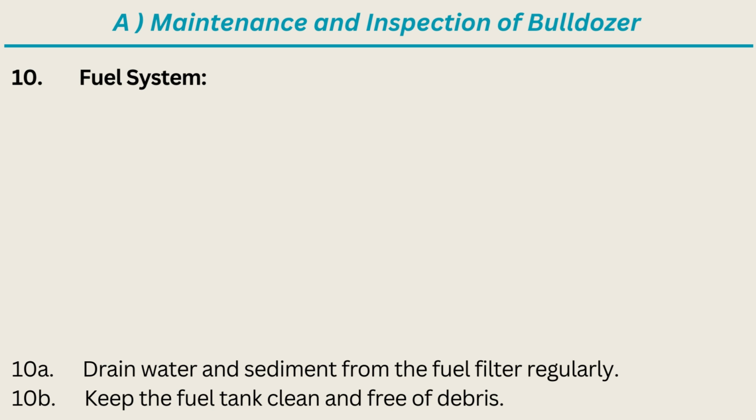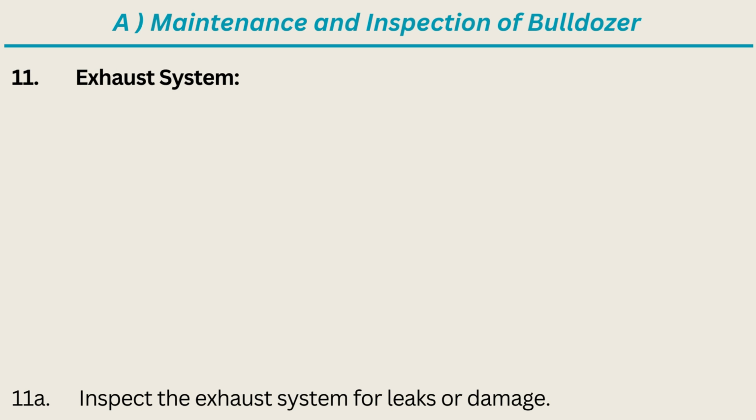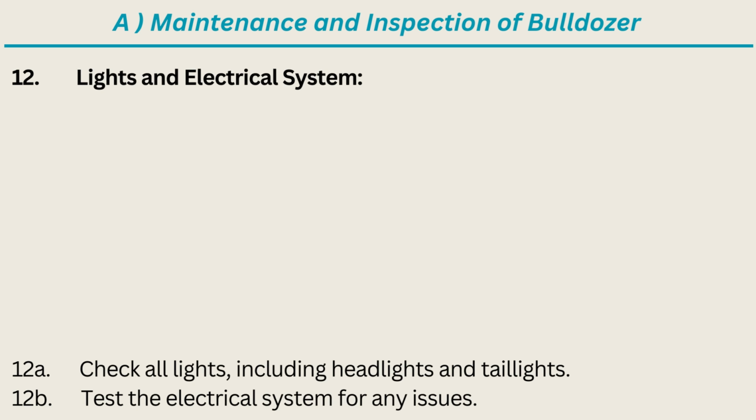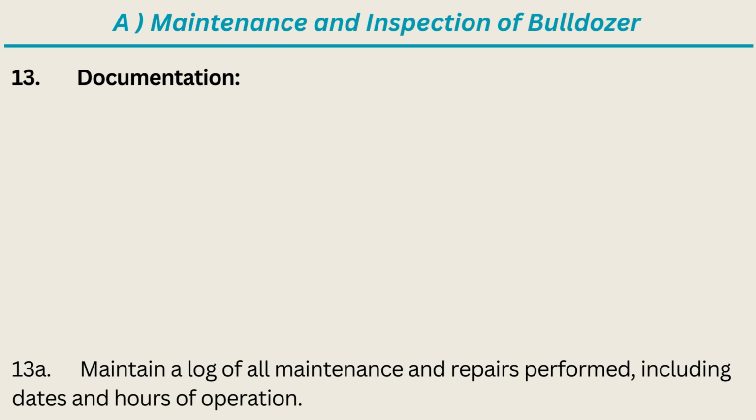10B. Keep the fuel tank clean and free of debris. 11. Exhaust system. 11A. Inspect the exhaust system for leaks or damage. 12. Lights and electrical system. 12A. Check all lights, including headlights and taillights. 12B. Test the electrical system for any issues.